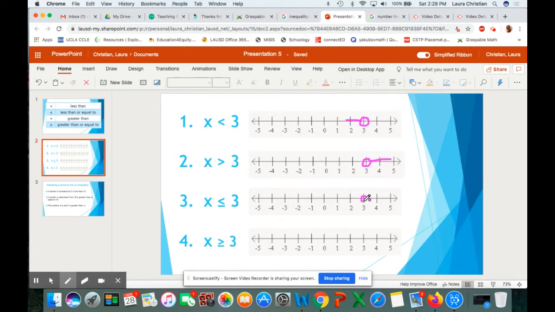Number 3, we have a closed circle at 3. We also have a closed circle for 4, because of this equal sign, it means that the number is included in the solution. Our line is going this way as the arrow points, and our line is going this way as the arrow points. So I'm going to erase these quick and then move on to the next slide.